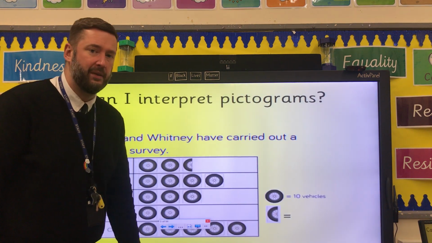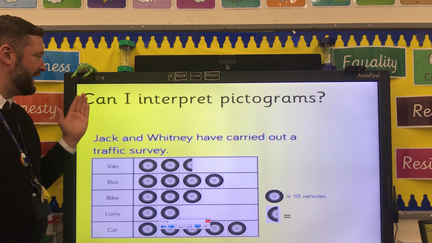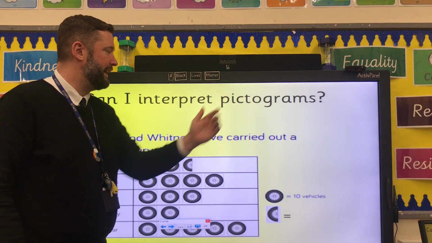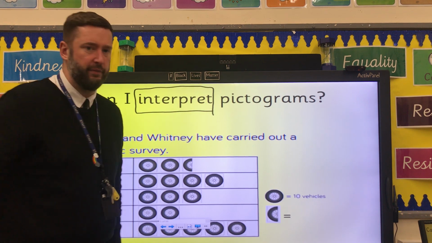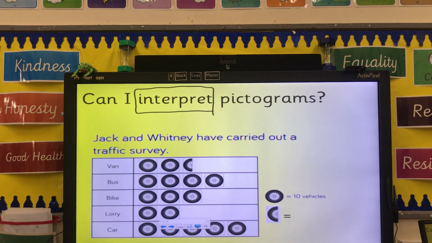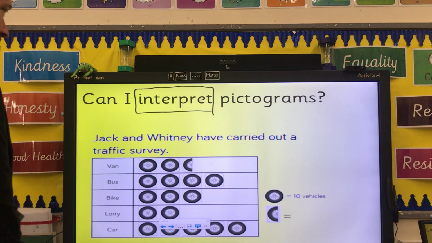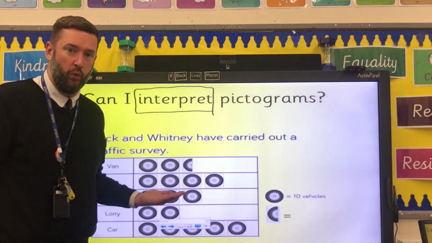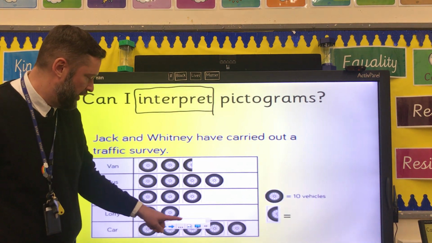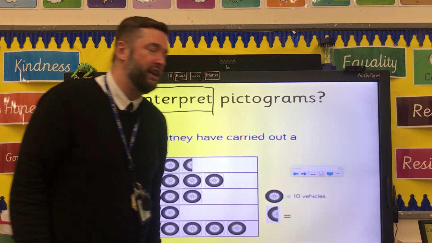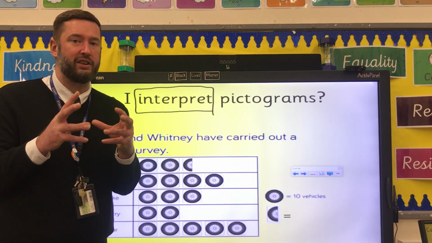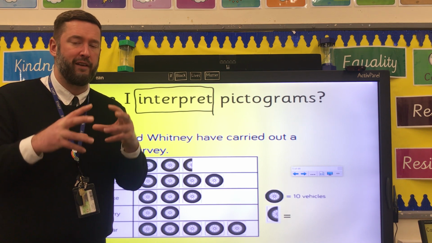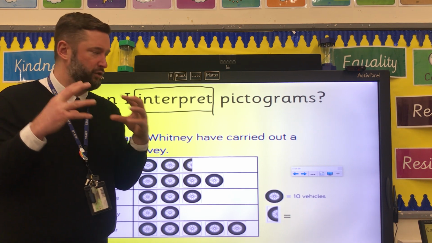Good job. Now it's time to read our learning question. Can I interpret pictograms? Now we've had this as a learning question before. Can you remember what interpret means? It means saying what the information is about. Okay, so we've got a pictogram to interpret today, but it's a bit more tricky because the pictures are going to represent different numbers. It might be 2, 5 or 10.